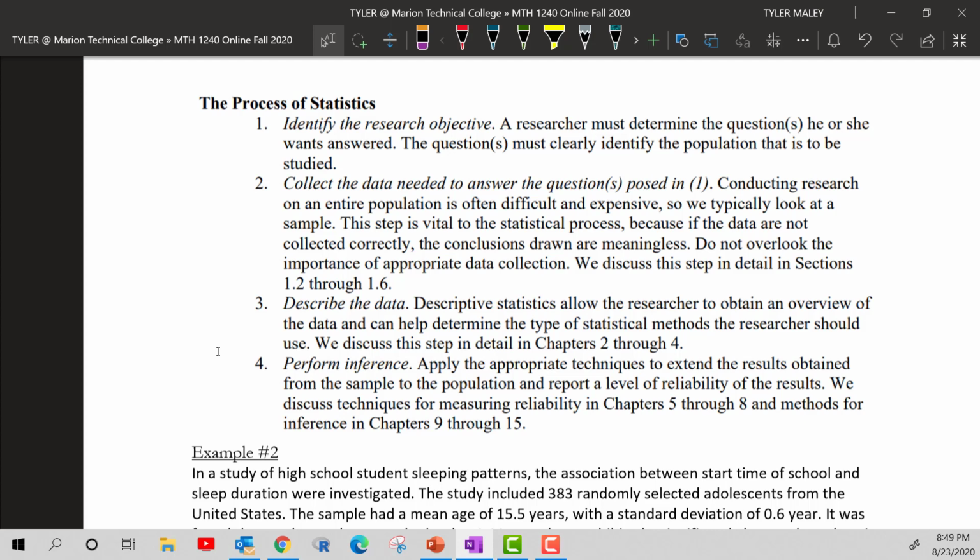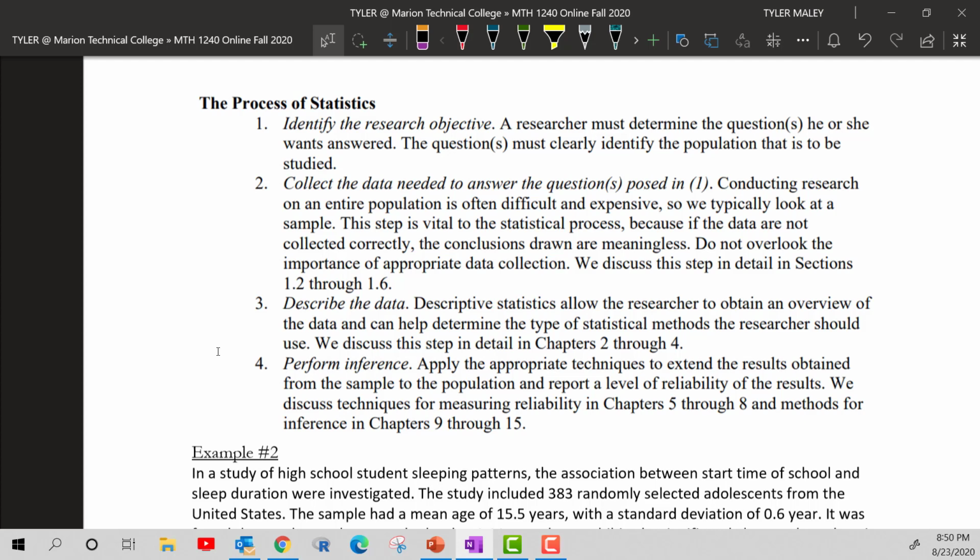Then from there, lastly, what we want to do is perform the inference, like the confidence intervals, which we're going to look at near the later part of the course. We're only going to go up through chapter 10, so we're going to look at this mainly in chapters 9 and 10. We'll look at methods of inference, and then in chapters 5 through 8 we'll also discuss techniques for measuring reliability, right? So with this, we want to be able to apply the appropriate techniques to extend the results obtained from the sample to the population and report a level of reliability of the results, right?